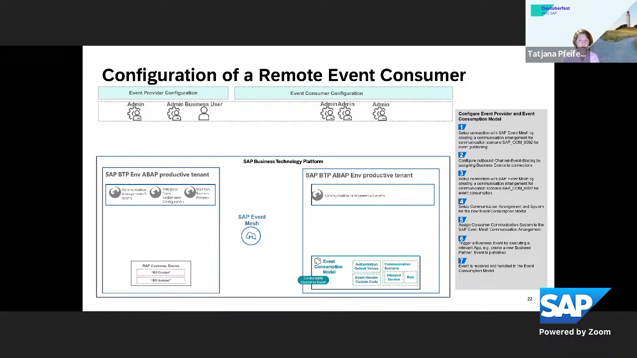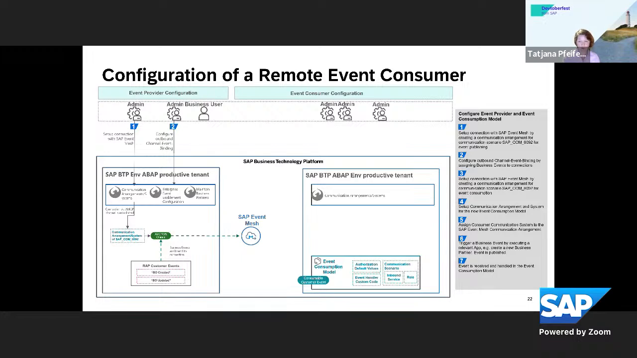We have two BTP ABAP environment tenants communicating with each other. One is emitting the event. Here we need the connection configured through the SUBCOM 92 communication scenario. And we have already allow-listed the necessary event types that we want the system to emit.